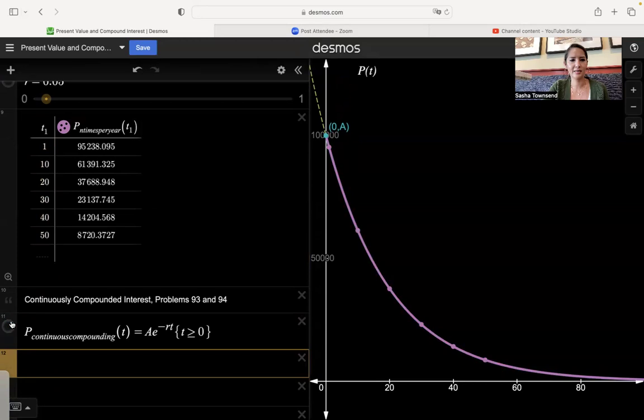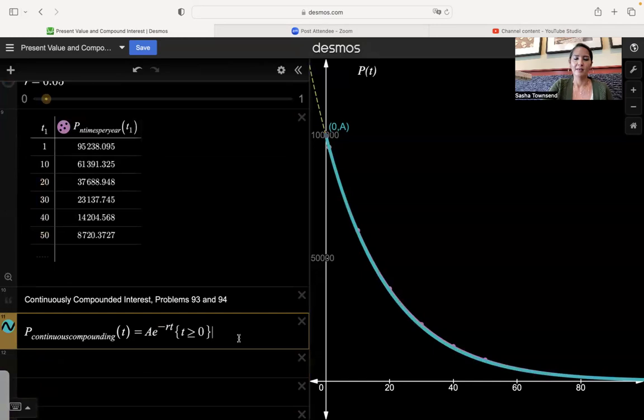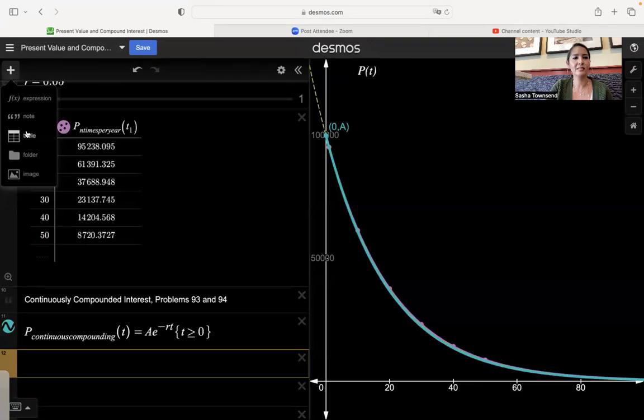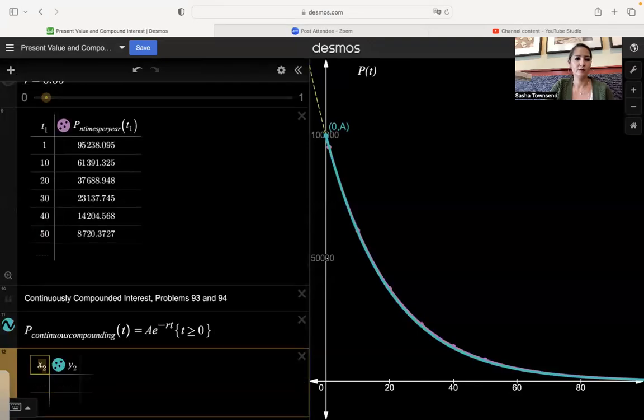But right now I'm interested in continuous compounding. So we have the present value is going to be the amount that we seek to have t years into the future times e raised to the negative rt. Now, in order to create that table of values, I'll go to that plus sign in the top left corner, click table. We'll use t sub 2 here.